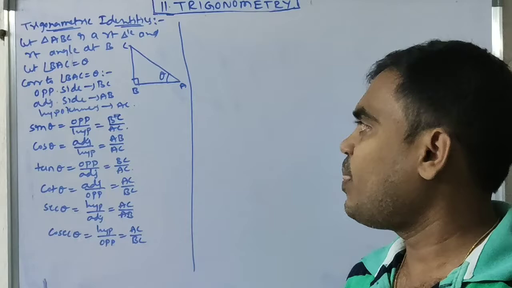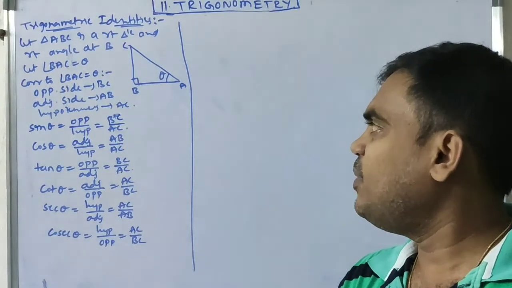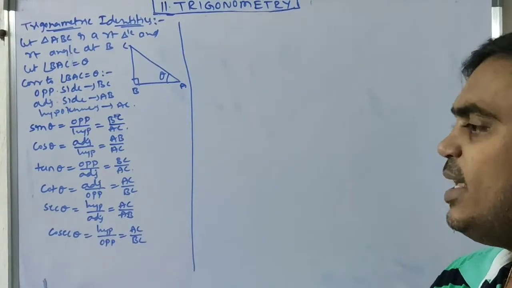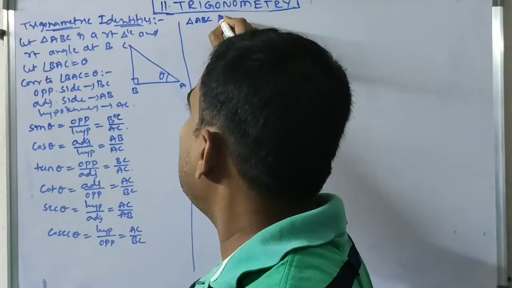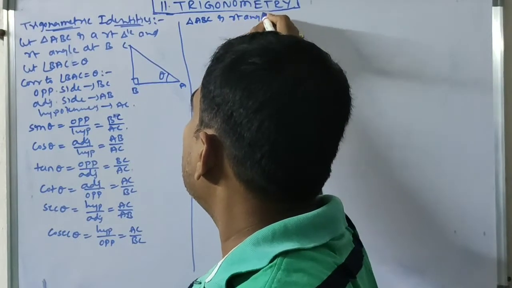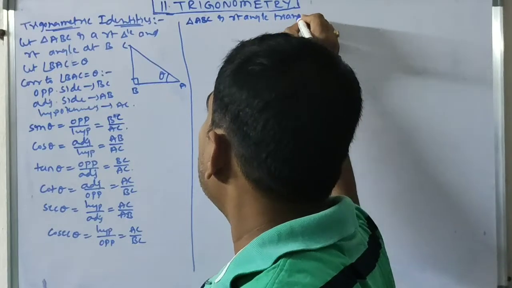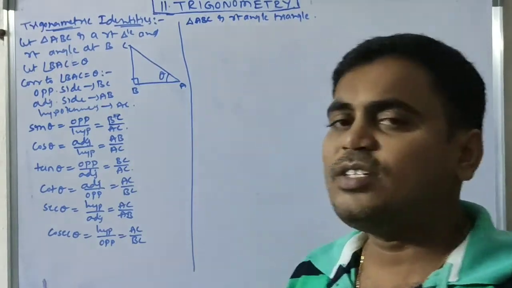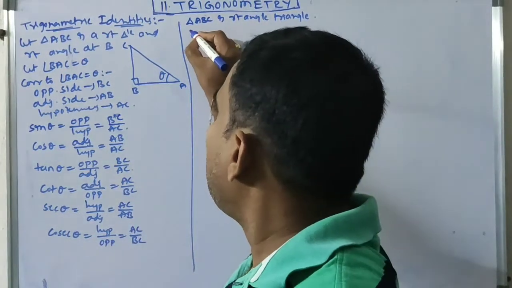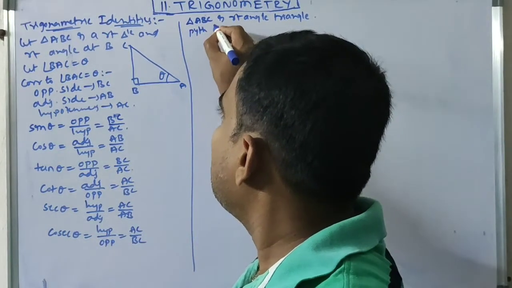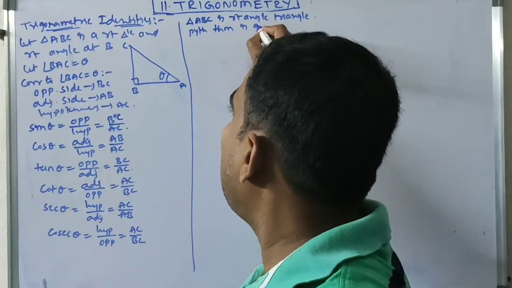Now, triangle ABC is what type of triangle? Right angle triangle. And in a right angle triangle, which theorem is applicable? Pythagoras theorem is applicable.